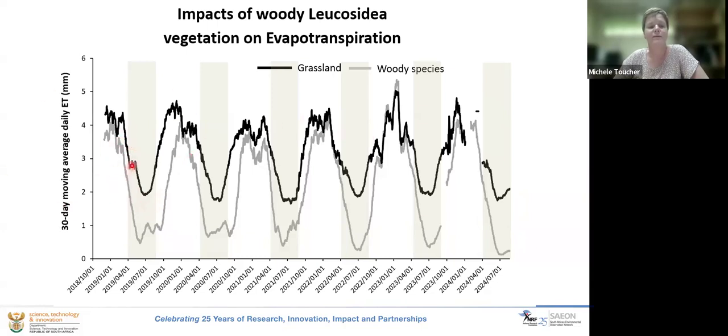The woody species continues to transpire, so it's higher here, where the grassland just about stops transpiring, so it's less than 1 millimeter per day for the grassland, whereas the Leucocidia is sitting at around 2 millimeters per day on average over the month. The differences are coming through in the spring months. We are seeing a difference when the grassland is burnt versus when the grassland is not burnt.